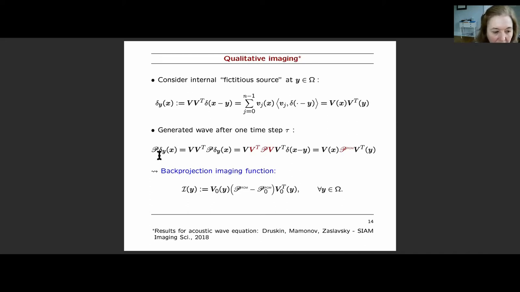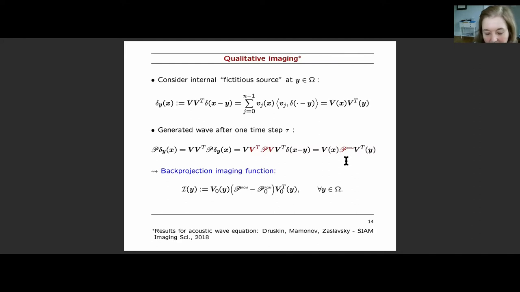Mathematically, this evolution is given by the propagator operator, which we don't know, acting on this initial wave. I can write this as VV transpose P VV transpose delta Y X. This is an approximation really, where I approximate by what I have in my approximation space. Then I substitute the expression of delta Y here, and I recognize that this V transpose PV is nothing but the ROM propagator, which I can compute.